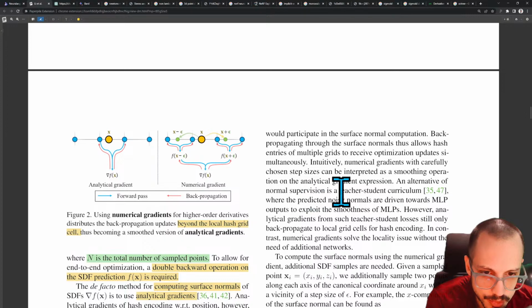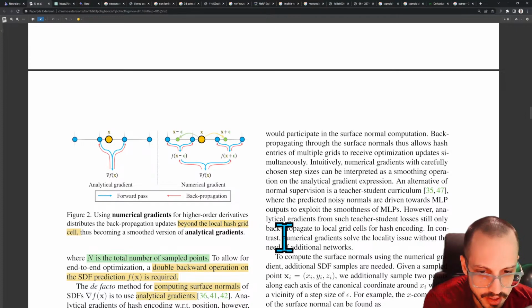An alternative to normal supervision is a teacher-student curriculum where the predicted noisy normals are driven towards MLP outputs to exploit the smoothness of MLPs. However, analytical gradients from such teacher-student losses still only backpropagate to local grid cells for hash encoding. In contrast, numerical gradients solve the locality issue without the need of additional networks.